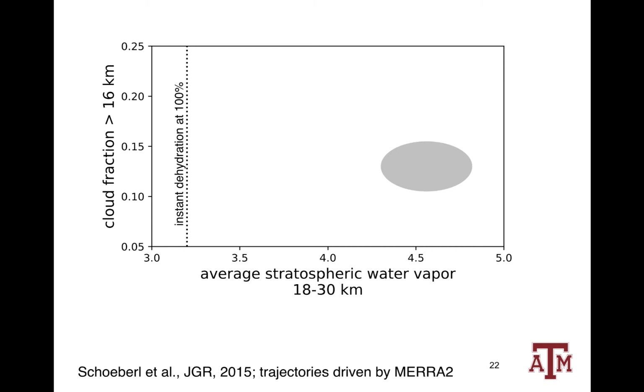So this is water vapor, and this is Calliope cloud fraction in the TTL. And this is where the observations are. Okay, so the observations are this oval, about 4.6 ppm of water and the cloud fraction.